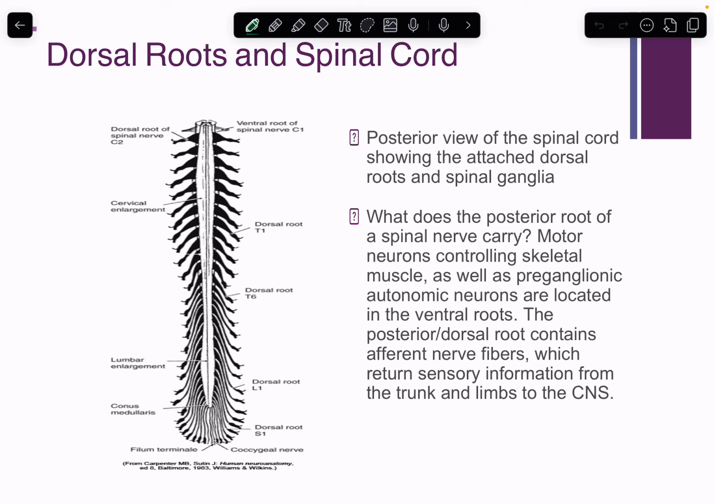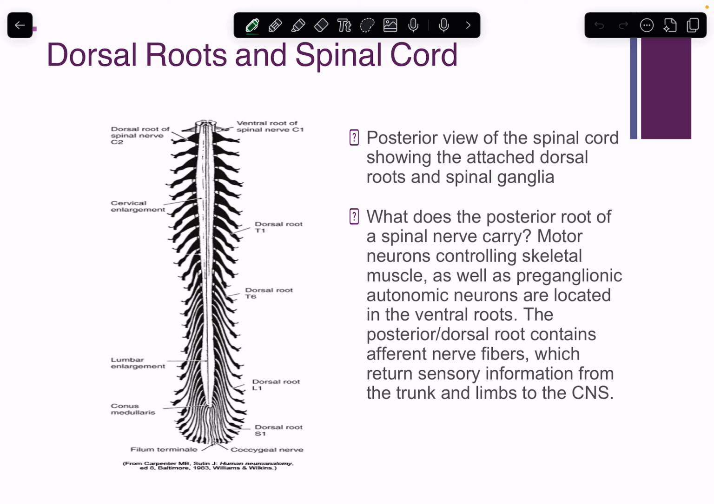So the lumbar enlargement is a region of the spinal cord that serves as a hub for motor and sensory neurons dedicated to the lower limbs, making it crucial for leg function and sensation. You can also see your conus medullaris. This is the tapered cone-shaped end of the spinal cord, marking the termination of the spinal cord proper.